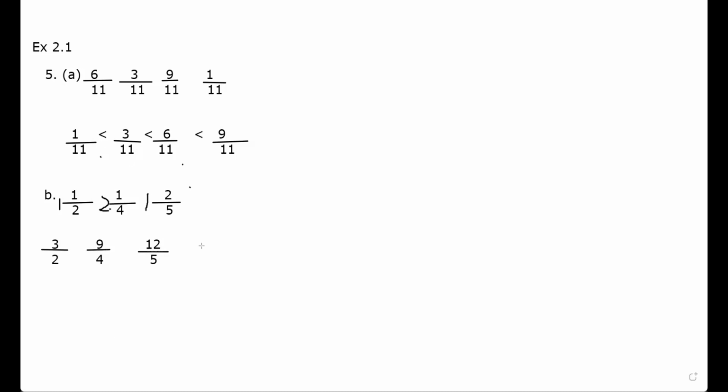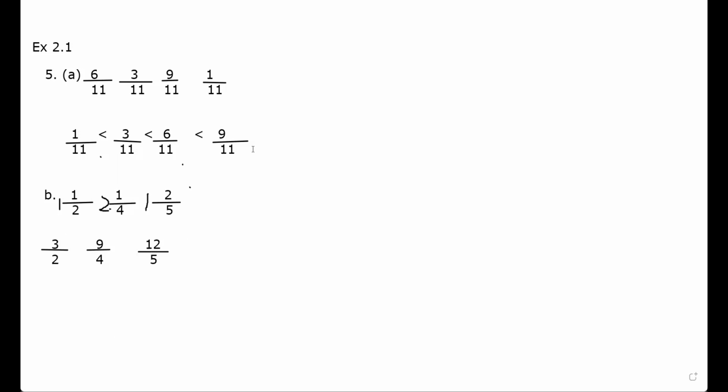Okay, dear student, now you can see that we have to write the numbers in that form: 3 upon 2, 9 upon 4, and 12 upon 5. This is how we have to solve this fraction. Now, what do we have to do? We notice that all the denominators are different. It is 2, 4, and 5. So we need to make them like fractions, because these are unlike fractions. To make unlike fractions into like fractions, take the LCM.